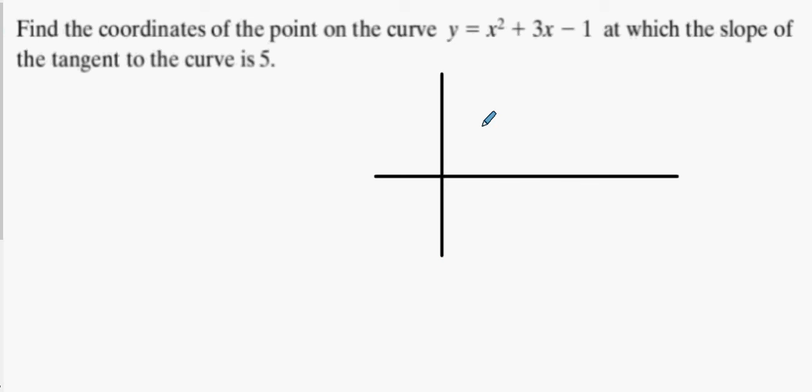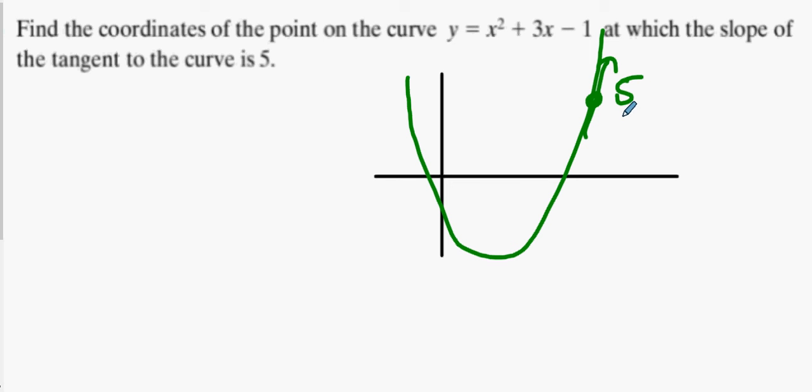So differentiate once. If you're trying to picture what's happening here, this is a U-shaped curve. Would you agree with that? U-shaped curve of some variety. And then at some point, it's going to have a positive slope of 5. It has a negative slope, no slope at the bottom. And then eventually it's going to end up with a slope of 5 somewhere in its path. Our job is to find out what point this is.